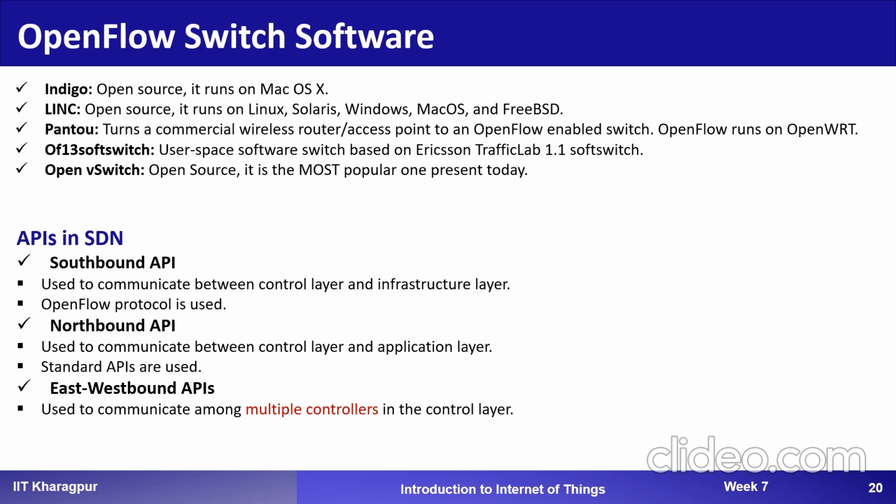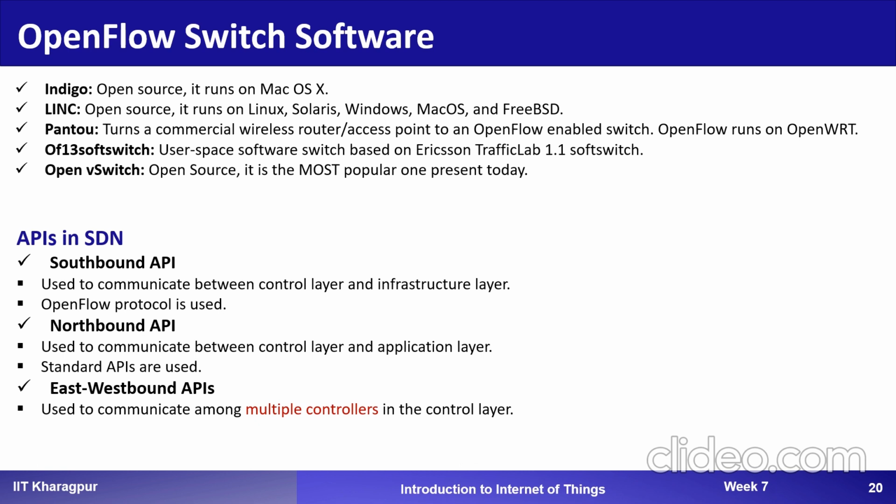So the first one is your southbound API. The southbound API is used to communicate between the control layer and the infrastructure layer. The OpenFlow protocol is basically used in your southbound API. The second one is your northbound API. It is used to communicate between the controller layer and the application layer. Standard APIs are used here in order to make this communication possible.